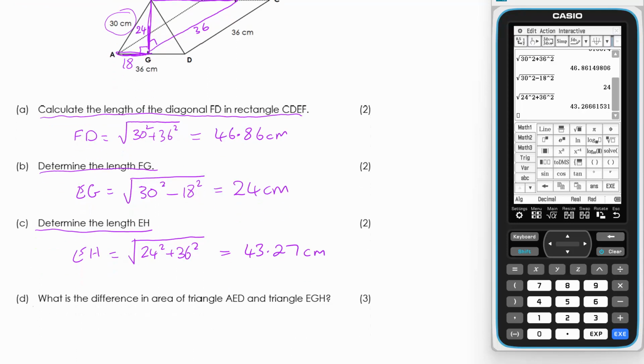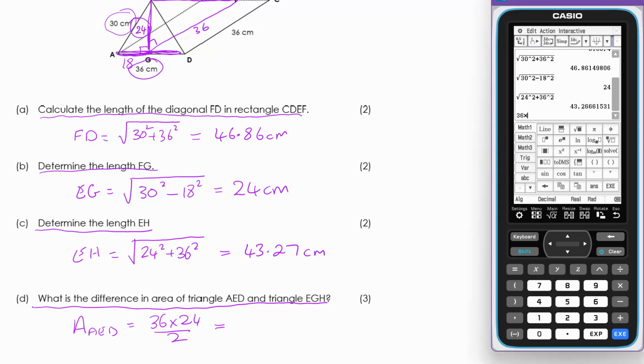And finally, we want the difference in area between triangle AED and EGH. If we look at AED, which is an end triangle, it's got a base of 36 and a height of 24. So the area of AED is going to be 36 times 24 divided by 2, which is 432 square centimeters.